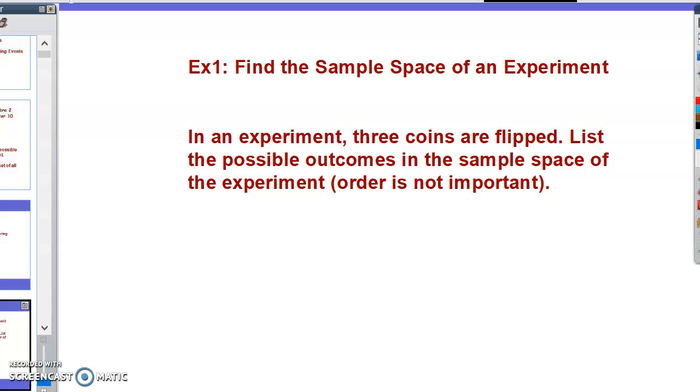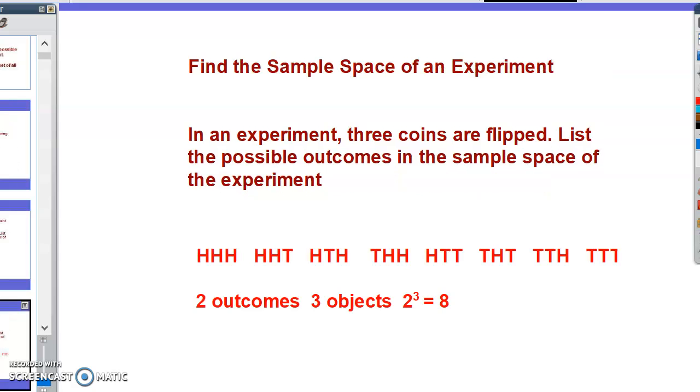So if I have 3 coins and I flip them, I'm going to list the possible outcomes, and order doesn't matter here. So I could have a heads and 2 tails, or I could have heads, heads, heads, or tails, tails, tails. And here are my possible outcomes when I go to list all of those. This last one, it should be a T. I don't know why we can't quite see that one. But I could have 3 heads, I could have heads, heads, tails.